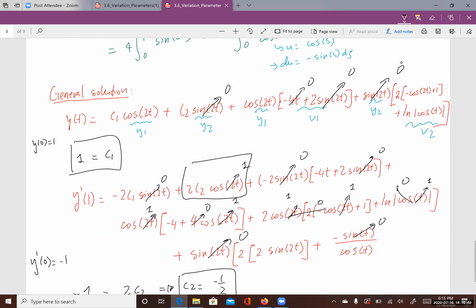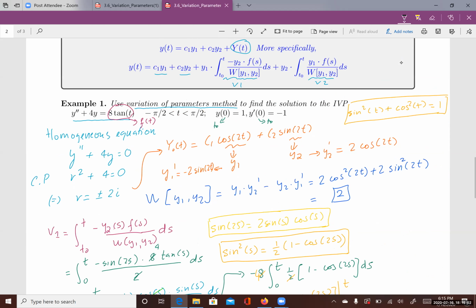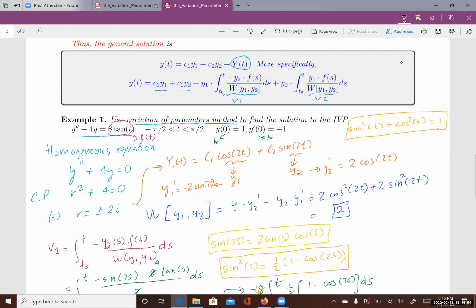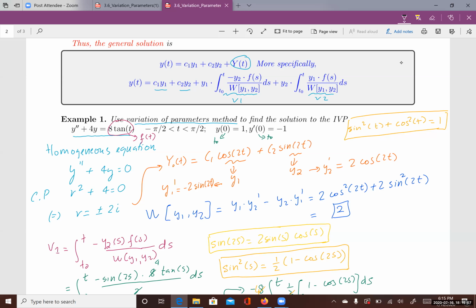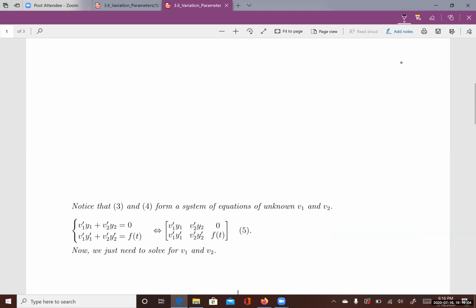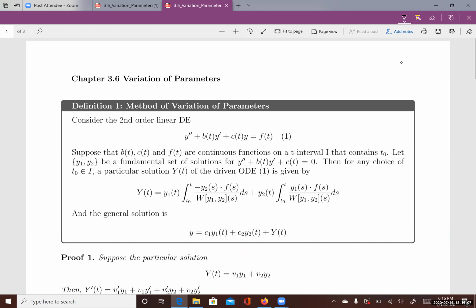But this is an example of how you can use the variation of parameters method to find the solution to some IVP in this form, right? In the form where you have the second order differential equation in the standard form, and if you can find the fundamental set of solutions to the homogeneous equation, then you can use this method to find your general solution and particular solution for an IVP.